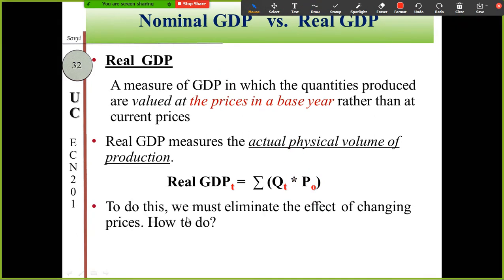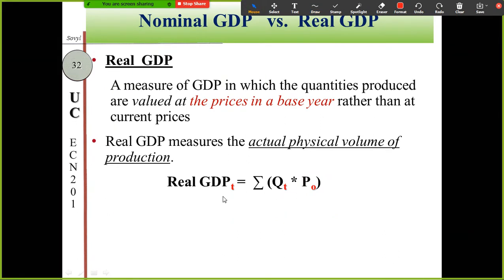So to do this, we must eliminate the effect of changing prices. We do that in order to remove the effects of change in price, because price never changes. How can we do this? Okay, maybe I go back to give you an example. Let's look again.